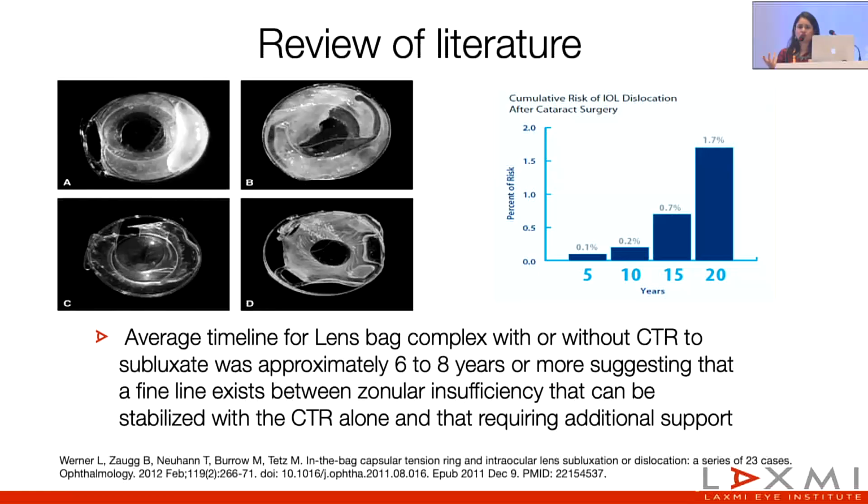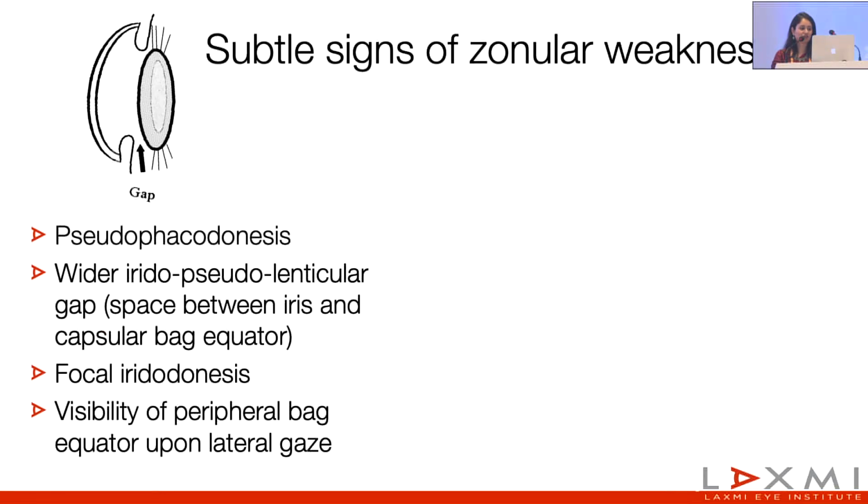We used to use a lot of CTRs, and this study made me rethink, because they looked at a series of 23 cases, and they found that in the long term, whether you use a CTR or not, there is going to be subluxation after 6 to 8 years. So I think the understanding now is that along with the CTR, maybe you need to fix the bag externally to the sclera somehow, or in some other way, which requires additional support, because otherwise be prepared in the next 8 years to do a refixation.